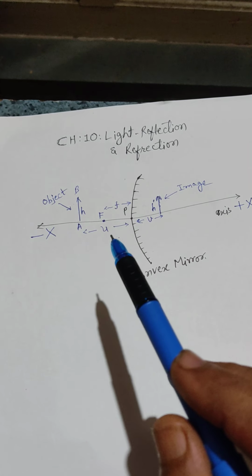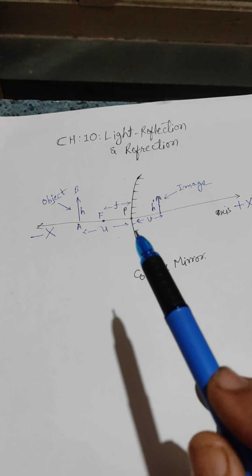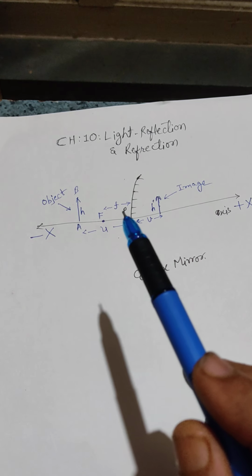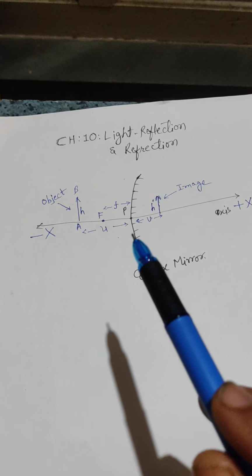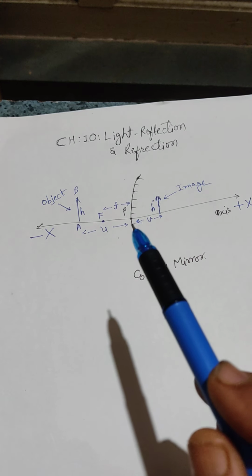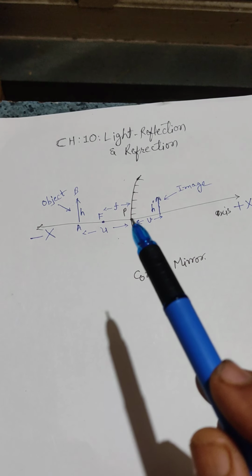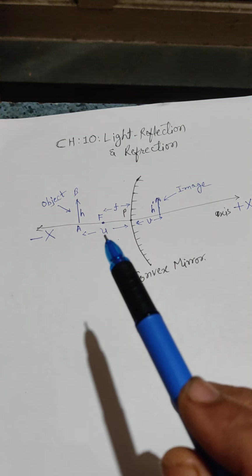Object distance is u, image distance is v. In case of convex mirror, focal length f is taken positive. In case of concave mirror, focal length is always taken negative. You can see that the object is at the left side while the image is at right side. If you locate pole at the origin, then object is along negative x-axis. That is why object distance is always taken negative.